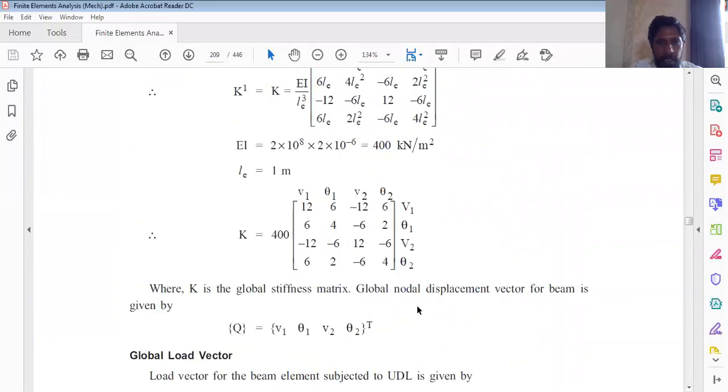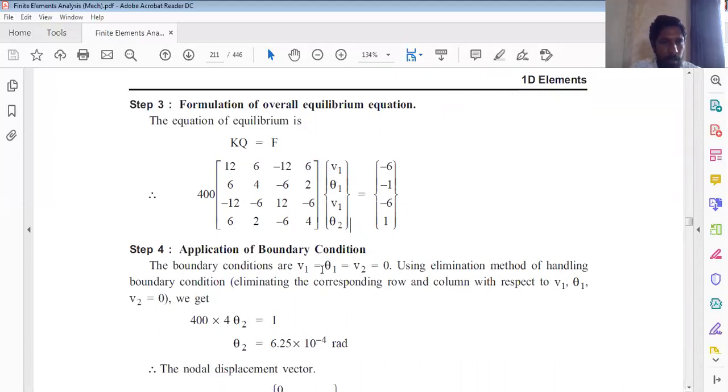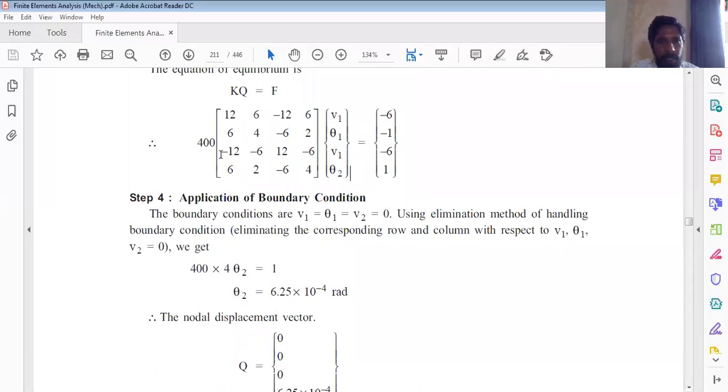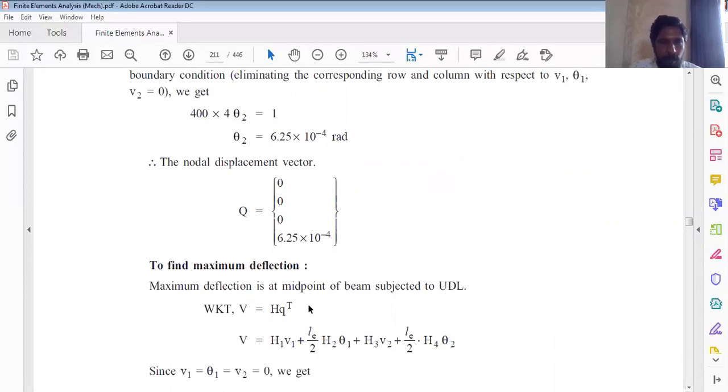So substituting the boundary conditions in the overall equilibrium equation, V1 is 0, theta 1 is 0, and V2 is 0. It is to be corrected here. It is not V1, it is V2 here. As V1, theta 1, V2 are equal to 0, eliminate the corresponding rows and columns associated with V1, theta 1, V2. Then the remaining matrix is 4 into theta 2 equals 1, or theta 2 is equal to 6.25 into 10 power minus 4 radian. So the global displacement vector, V1, theta 1, V2 are equal to 0, and theta 2 is 6.25 into 10 power minus 4 radian.